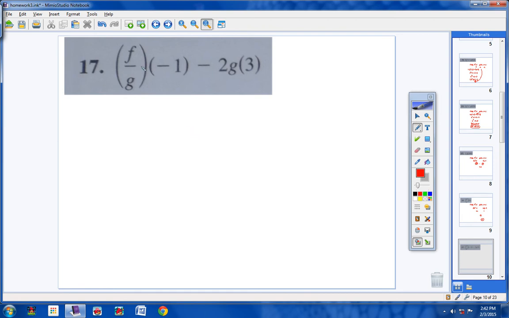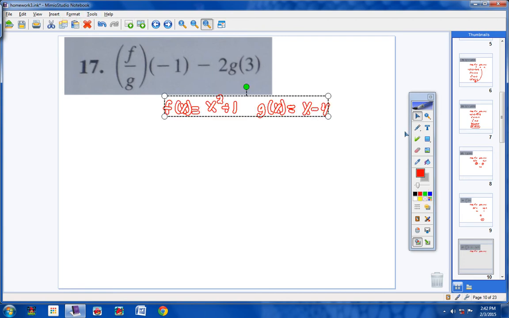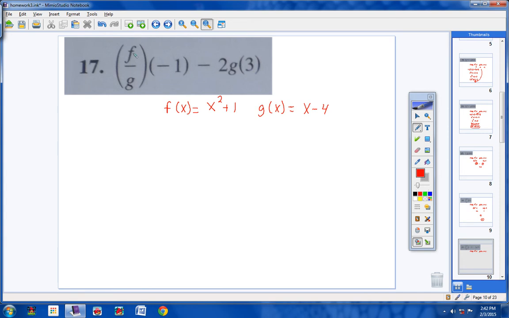Moving on to number 17. They want us to find (f/g)(−1) − 2·g(3). So let's really just take our time on this and not panic, okay? It looks really complicated, but it's not too bad. Now, first of all, I have (f/g)(−1). So I'm going to put a negative 1 in for x real quick here, and a negative 1 in for x.